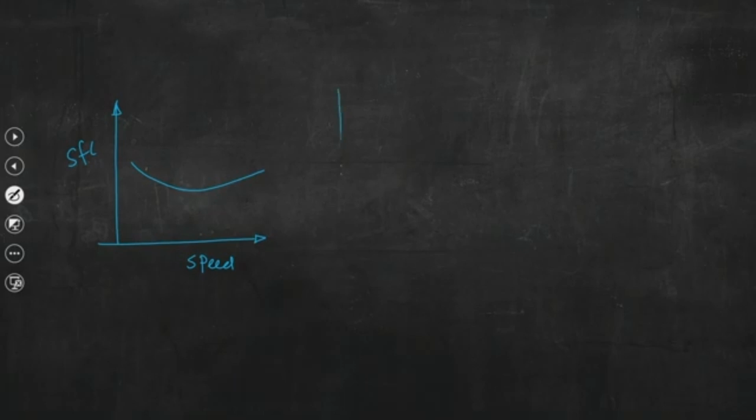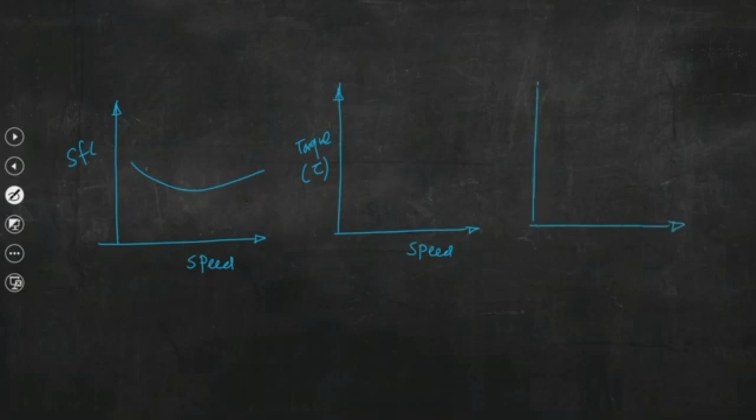Then if we plot speed versus specific fuel consumption, then torque tau versus speed, we also can plot speed versus power. Okay. So, we can plot speed versus power, speed versus torque, that is horsepower, whatever the unit.